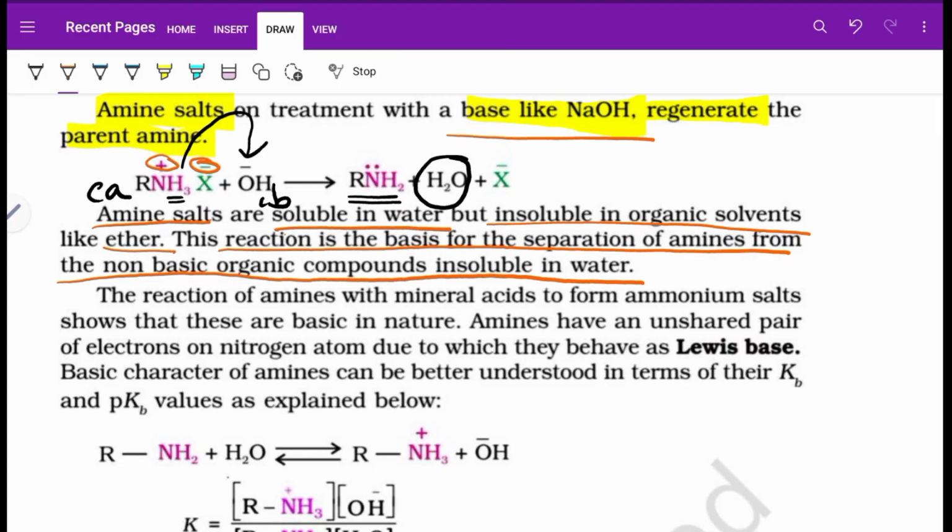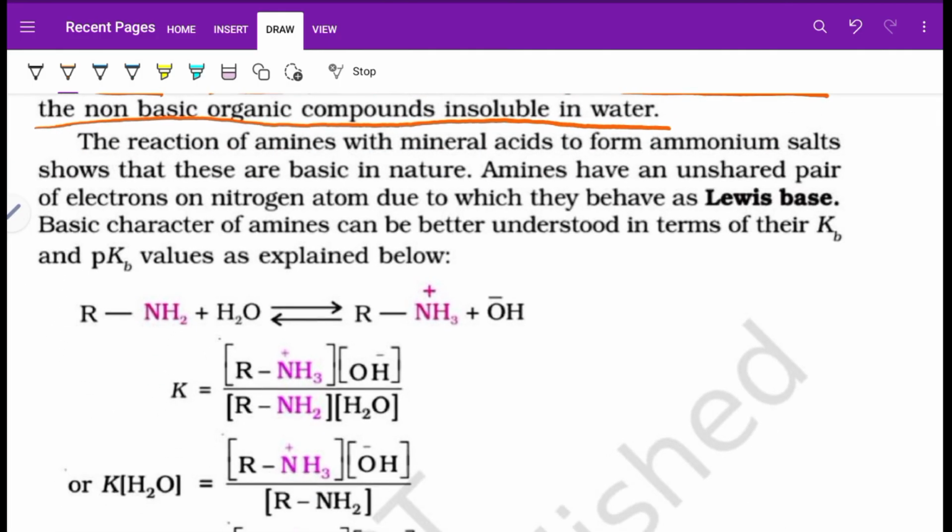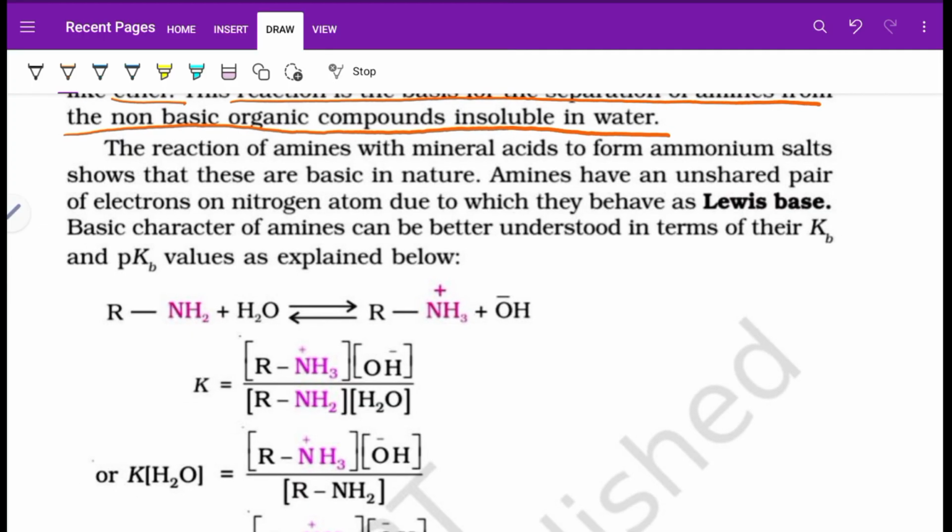Thus, this is the part that is used to separate, say, amine salts, which are soluble in water, from any compound which is insoluble in water and is soluble in organic solvents, which are less polar. Now, the reaction of amine with mineral acid to form the ammonium salt, we have just now seen. It depicts the basic nature of amine and can act as evidence to prove that amines are basic in nature. And why were amines basic in nature?